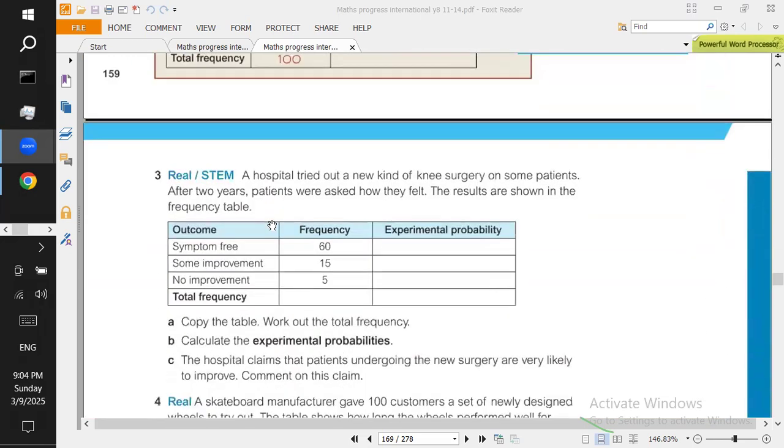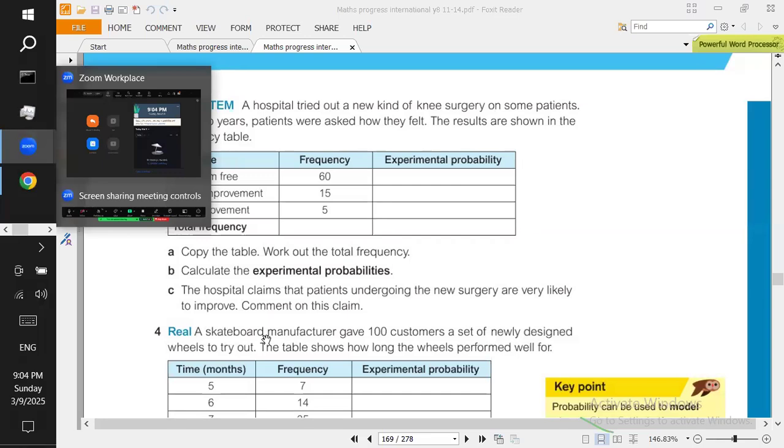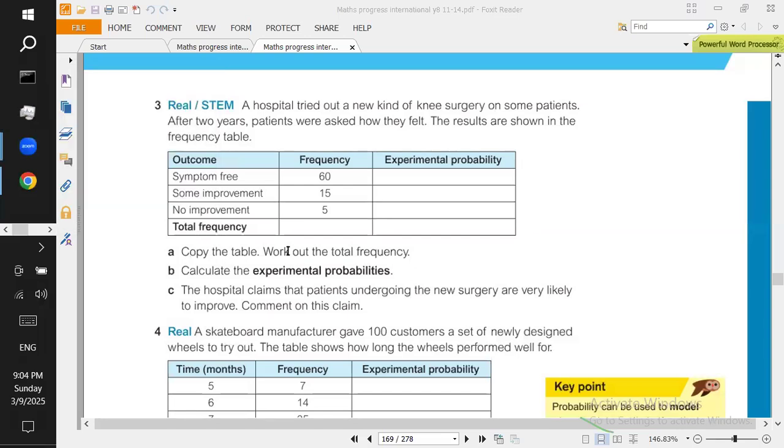Now let's take a look at this question here. A hospital tried out a new kind of knee surgery on some patients. After 2 years, patients were asked how they felt. The results are shown in the frequency table. So first thing, copy the table, work out the total frequency. We count the total frequency by adding all of these. So 60 plus 20 is going to be 80. So this one is 80. Now this is the total frequency.